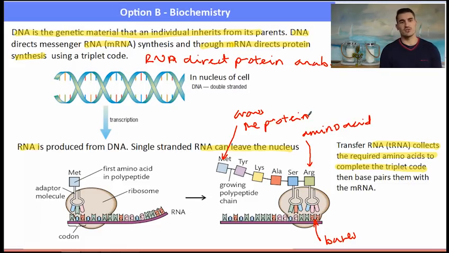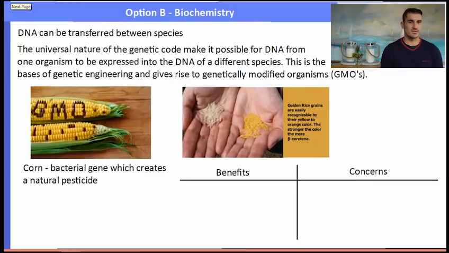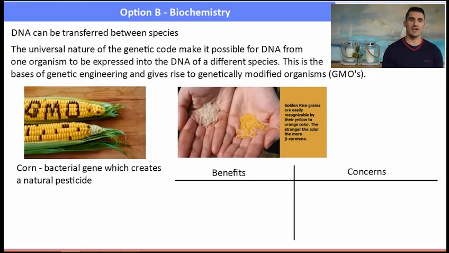The final thing we need to talk about is GMO, or genetically modified organisms. These are where we have taken the DNA of one species and spliced it or interchanged it with another. So for instance, corn is a GMO product, and some rices are GMO products as well. And we need to be able to identify some of the benefits and concerns.